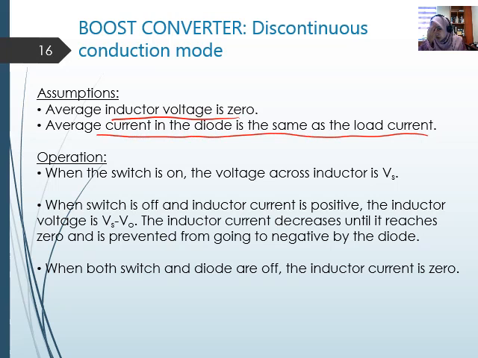Right, so the operation in DCM will be similar to CCM. The only difference is that it adds one more operating condition where both switch and diode are off, in order to indicate a discontinuous voltage and current in the output. When the switch is on, the average voltage across the inductor is Vs, similar to CCM. When the switch is off, the inductor voltage is Vs minus V0. So it is also the same as in CCM. The only difference is that the value of the current in CCM will be higher than in DCM. The inductor current will decrease until it reaches zero, and it will be prevented from going negative by the diode.